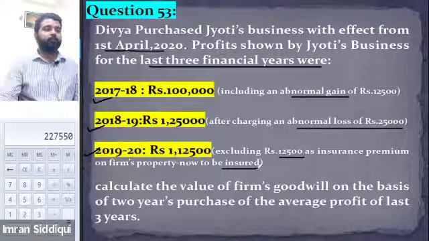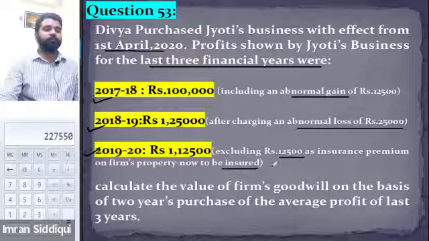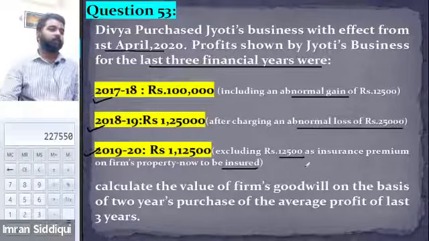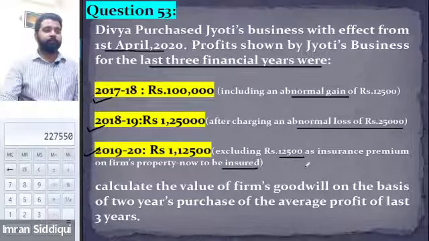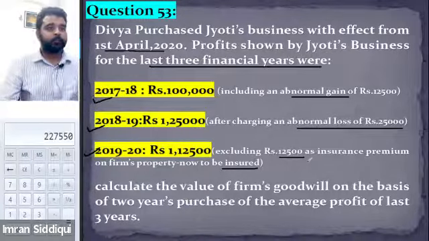So first of all, just keep that in mind. Insurance premium is a regular business related expense. Insurance premium is considered as the normal expense for the business. All right. Now see what the question is saying.